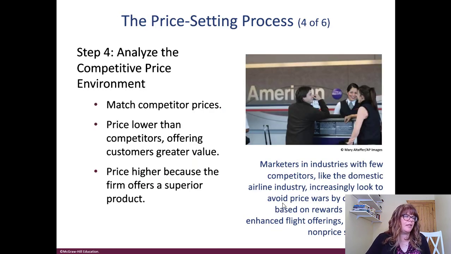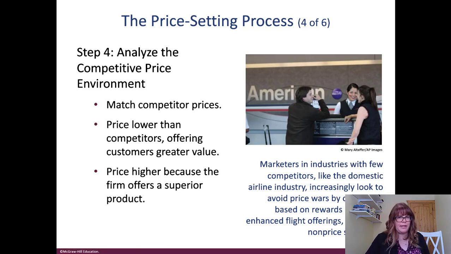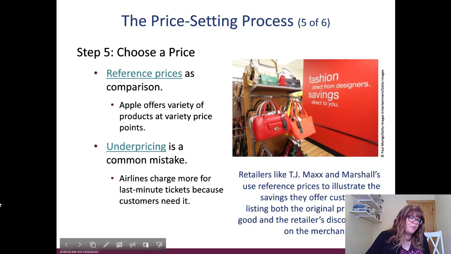Setting prices to compete against other firms is challenging and complex. This is step 4, analyze the competitive price environment. This decision should be consistent with the overall marketing objectives of the firm and the other 3 marketing mix elements, which would be product, place, and promotion. Industry structure plays an important role in analyzing the competitive price environment. Marketers also should consider how competitors might respond to their pricing, and marketers must also take online competitors into account. Step 5, choose a price.